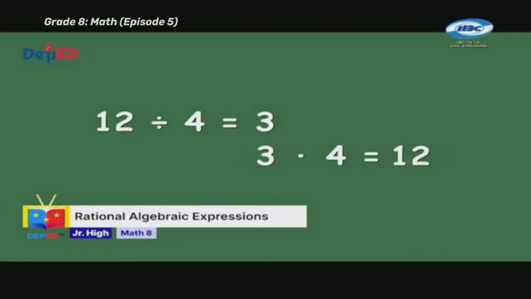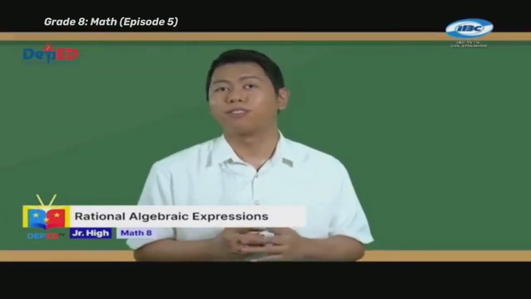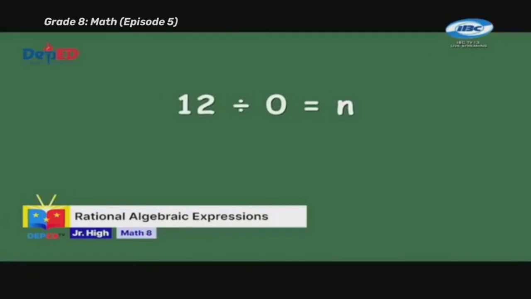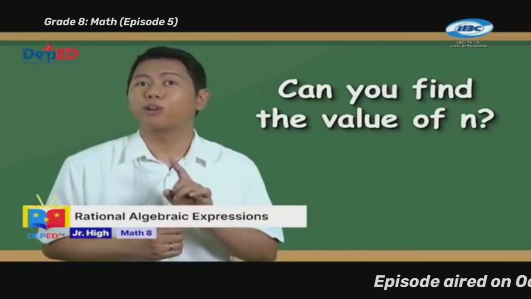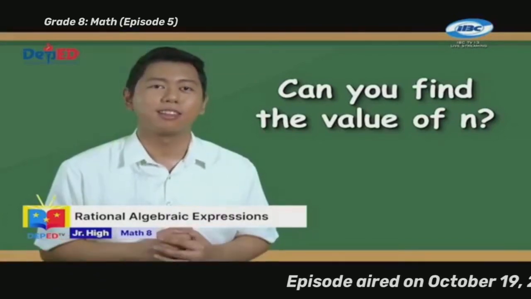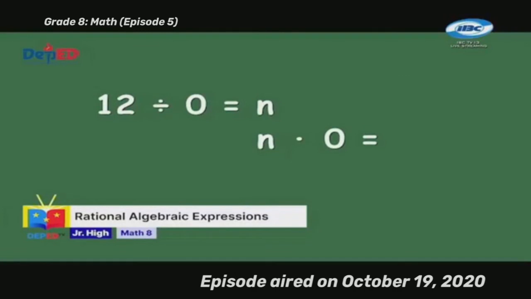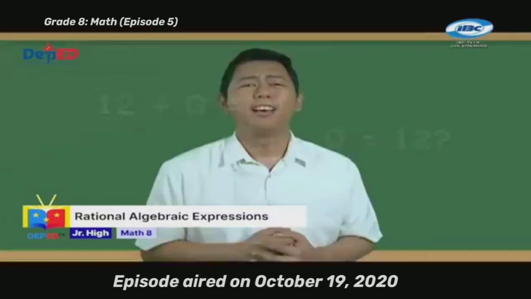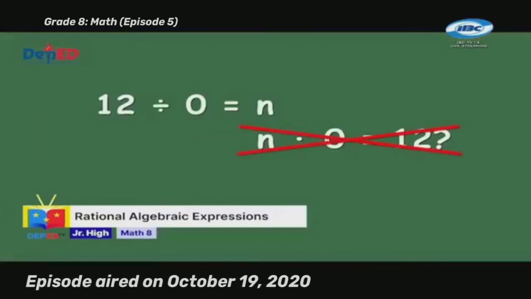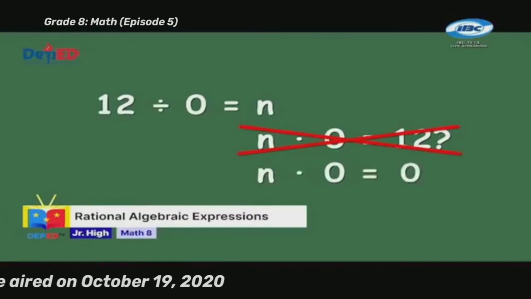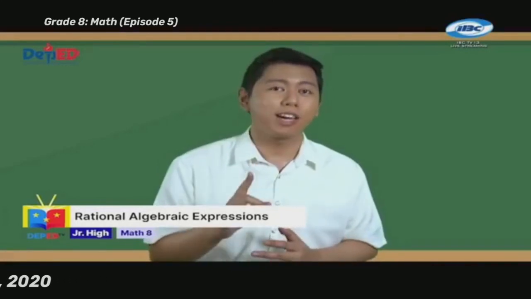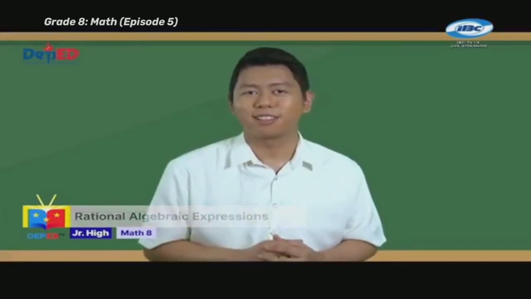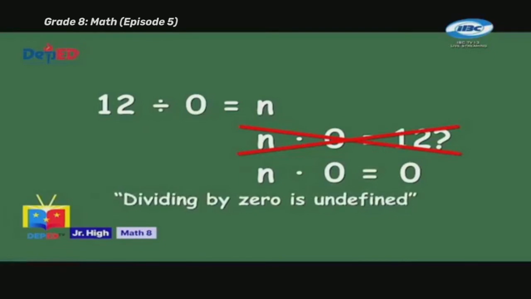Now, by the same logic, let us say 12 divided by 0 is a number n. Can you find the value of n which will complete the mathematical statement? n times 0 is 12. Remember that any number multiplied to 0 is always 0, meaning that it is impossible for us to define or give a value to n. Hence, dividing by 0 is undefined.